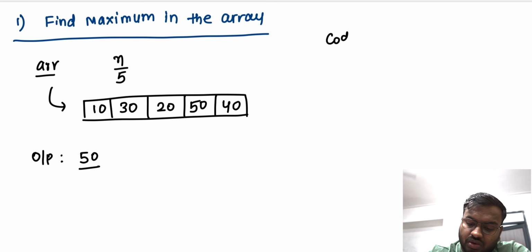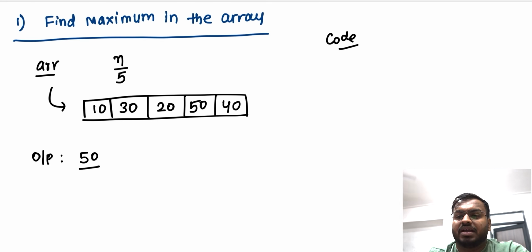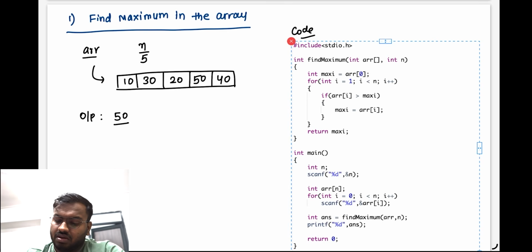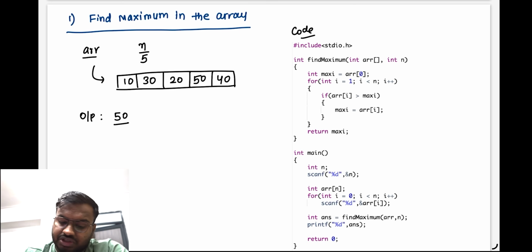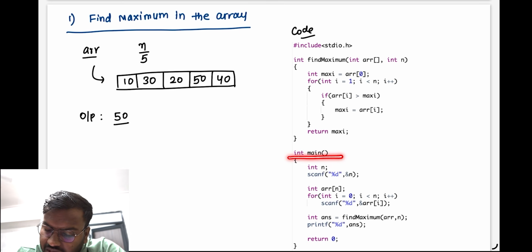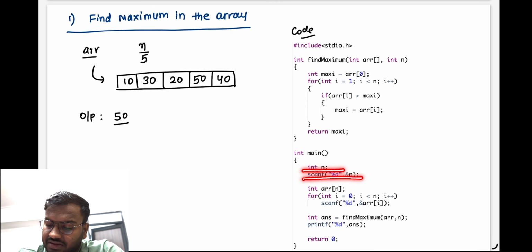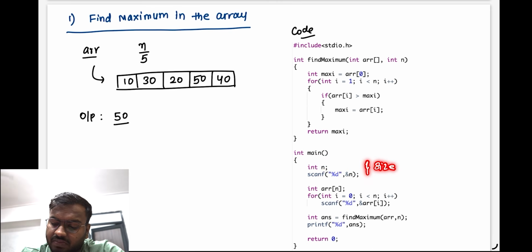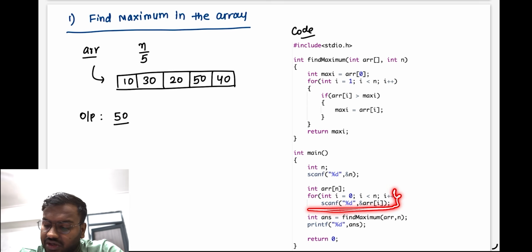So let's see the code for this particular thing. I will give you the code and I will explain the code. So see, I hope the code is visible to everyone. In this case, what I have done, this is your main function. I have created a n. I have taken n as input from the user. This is the size of my array. And then after I have declared an array. And then after I took input for this particular array from the user input.